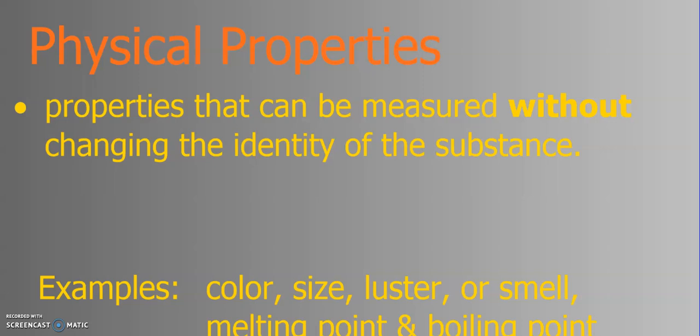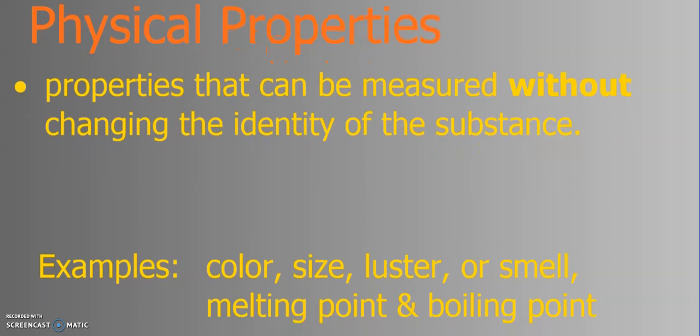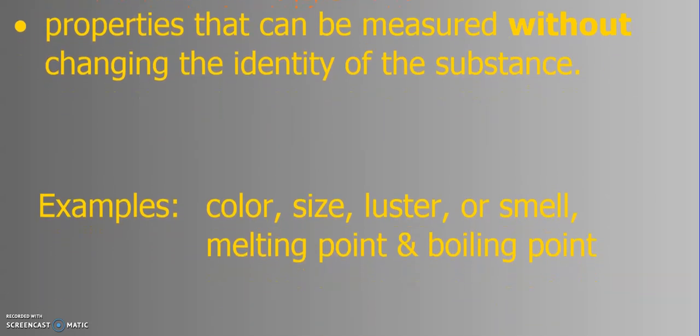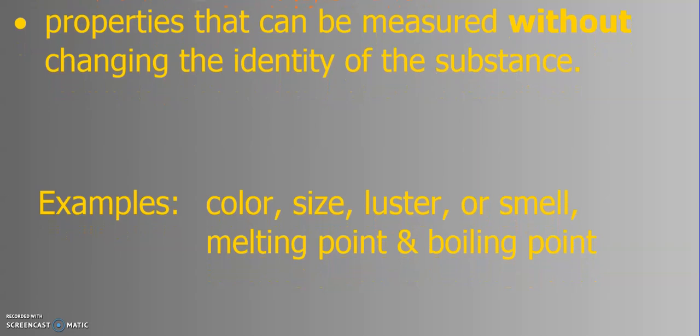So examples are like color. That's a very easy, obvious first descriptor or property would be the color of something or the size of something. Luster is how shiny something is. So that's a good thing to make note of if you didn't know what that meant. Right? How something smells, and then the temperature it melts or boils at.